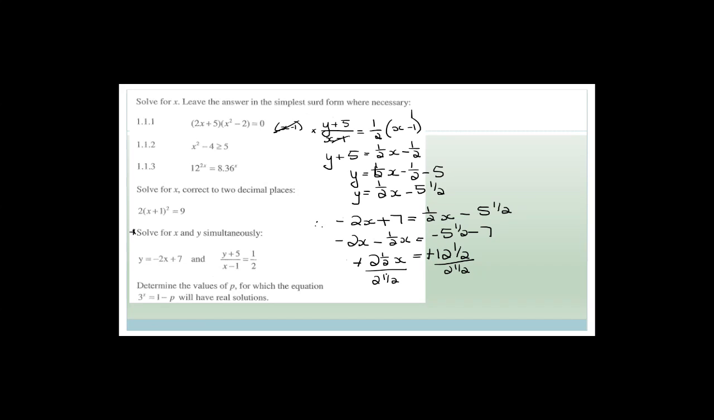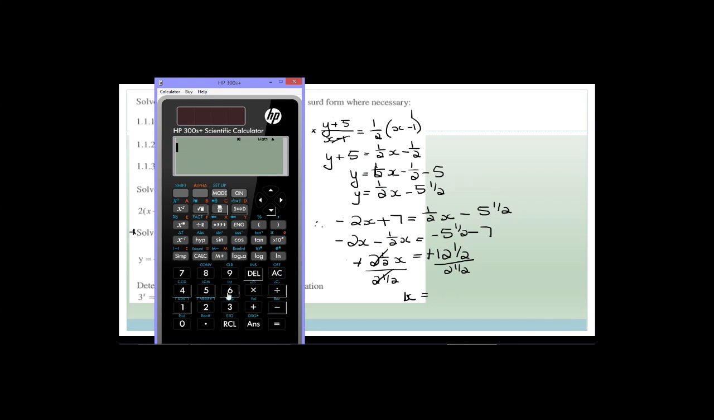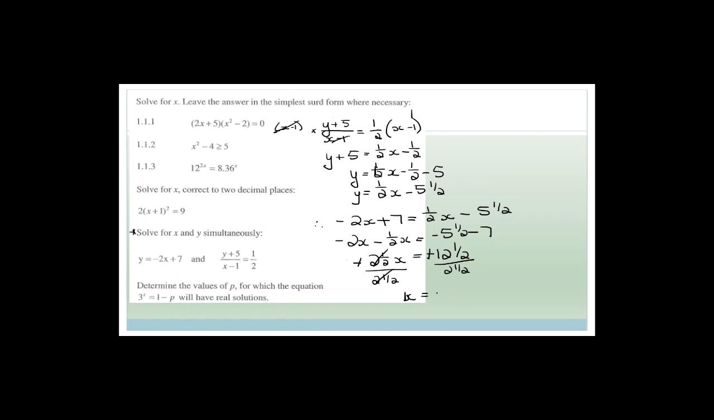Okay. This cancels with this. We've got x, and now we can just get out our calculators, and we can say 12.5 divided by 2.5 equals 5. Yay, so x equals 5. Right, so if we've got that x equals 5, we now need to find y, okay?